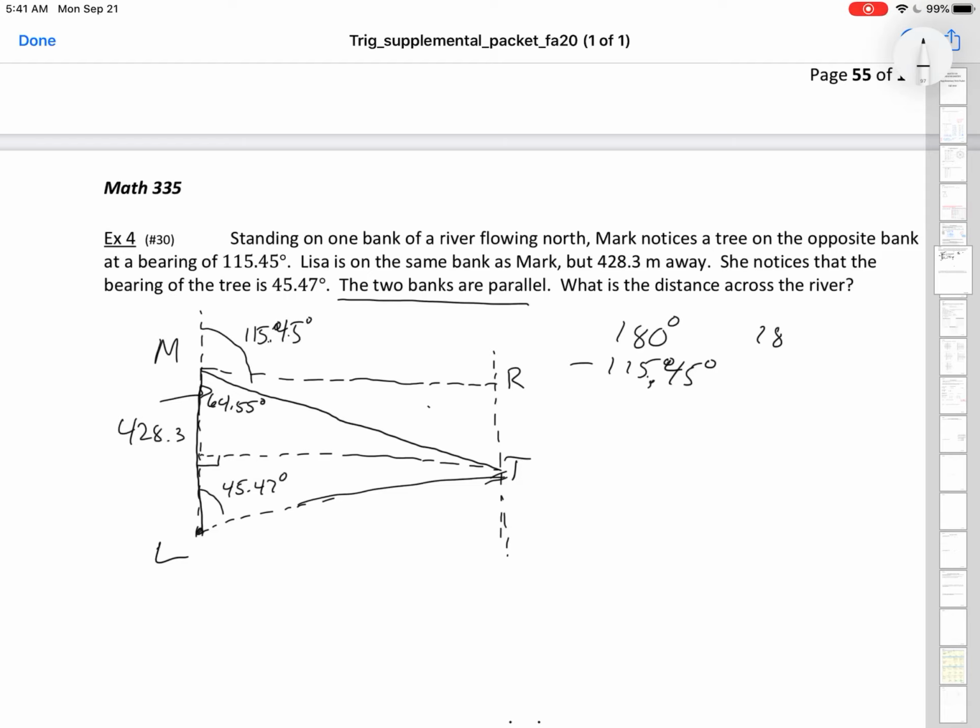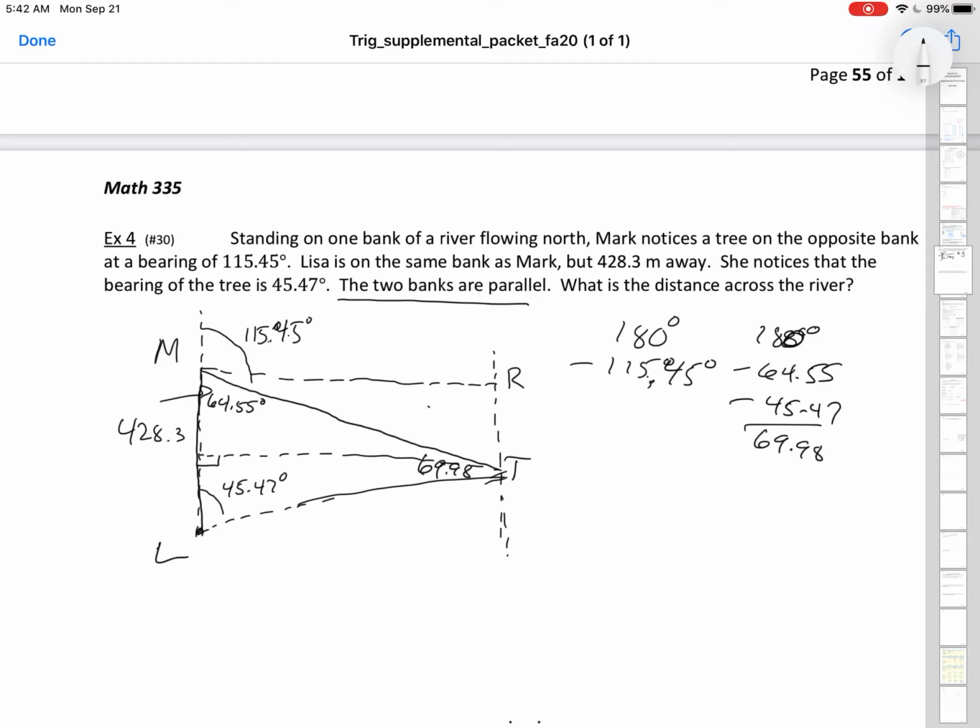If I want to know this angle T, it's going to be 180 degrees, because that's the sum of the angles in the triangle, minus the 64.55 minus the 45.47. So 180 minus 64.55 minus 45.47, I'm going to get 69.98. So if needed, this is 69.98. Again, I was given two angles, kind of. I had to work for the 64.55. I know it included a side and two angles, so I know it's the law of sines.